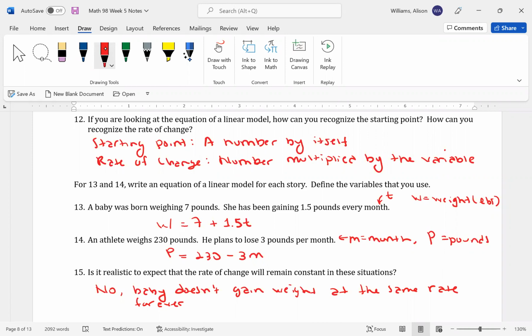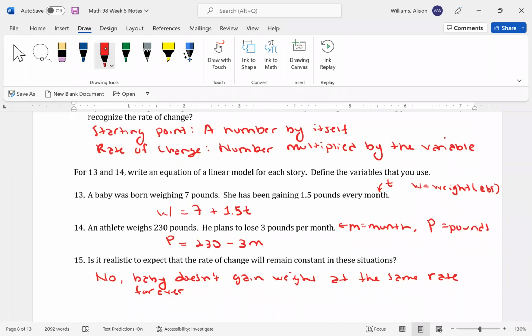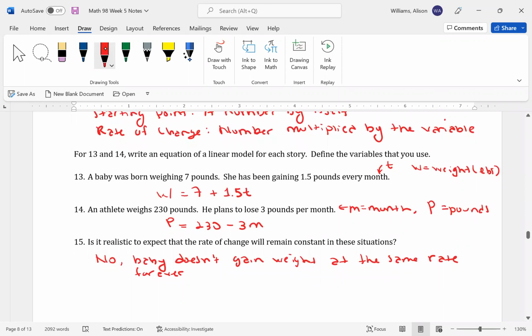And for the athlete, of course, there comes a point where your body just doesn't want to lose any more weight, starts holding on to weight, right? Otherwise, you're going to kill yourself and you never reach a weight of 0. So same thing, an athlete can't keep losing weight forever.